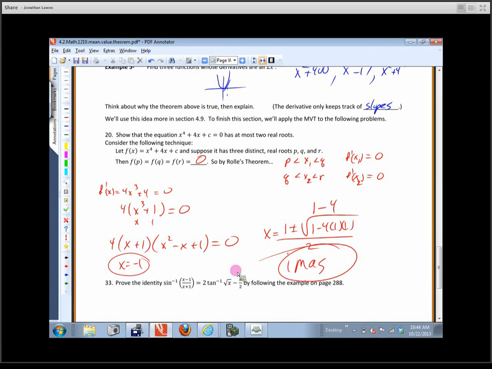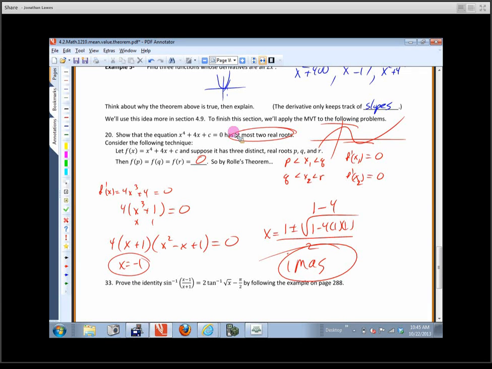So what we've done here is we've said, look, if there are 3 real zeros, then there are going to be 2 places where the derivative would have to equal 0. 2 real numbers where the derivative would have to equal 0. Well, if I go through and I find when the derivative equals 0, I only get 1 real number where the derivative equals 0. So this must not be true. So by contradiction, there's got to be at most 2 real zeros. There can't be 3. Got to only be 2.